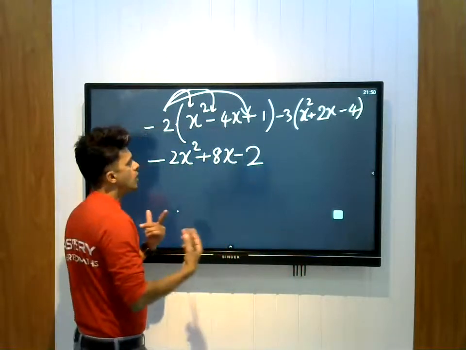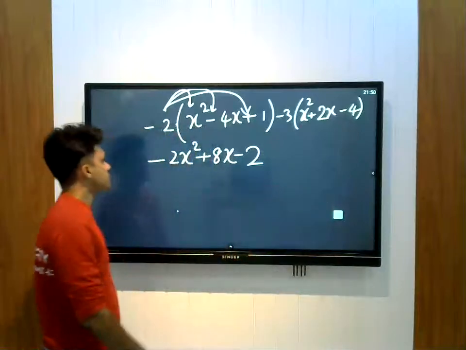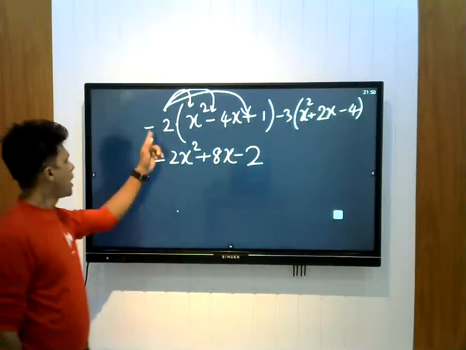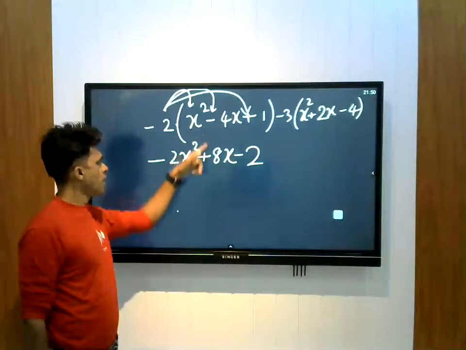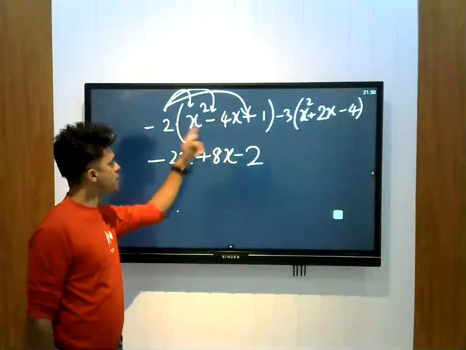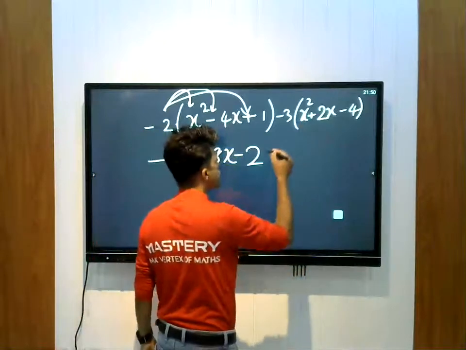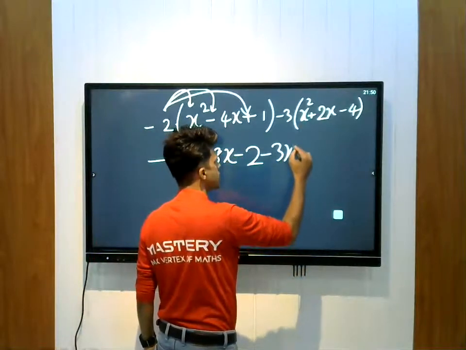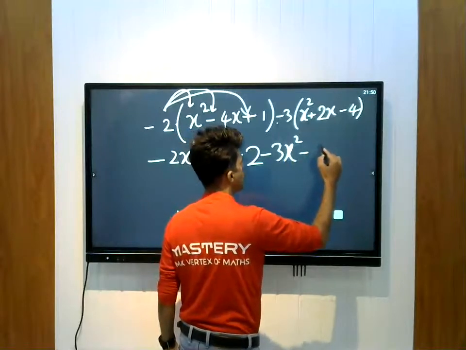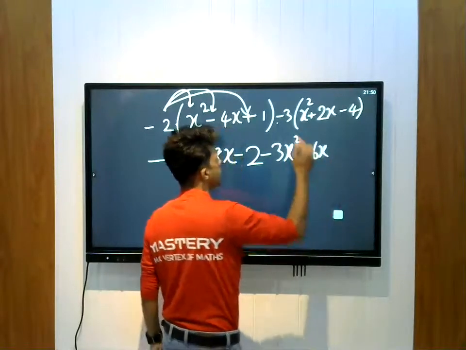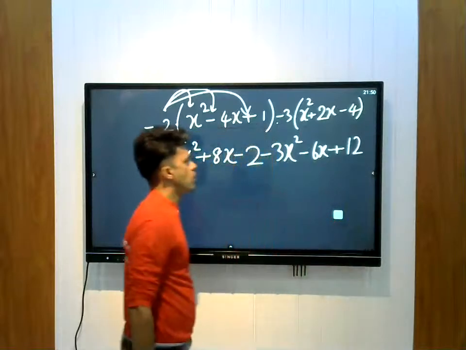So now you can remove this bracket as well. How can you remove it? Here minus into plus, minus 2 into x, 2x squared; minus into plus, minus 2 times 4x, 8x; minus into plus, minus 2 times 1, 2. Here minus into plus, minus 3 into x squared, 3x squared; minus into plus, minus 3 times 2x, 6x. Minus into minus is plus, 3 times 4 is 12.